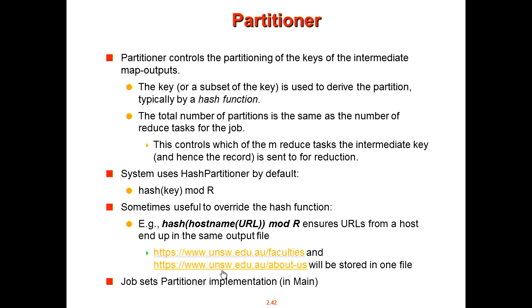So it means that for two URLs, for example, from UNSW, one for faculties, one about us, or students, the hash function cannot guarantee that the two URLs will generate the same partition, okay? Because it's a hash function. How is the hash computed?